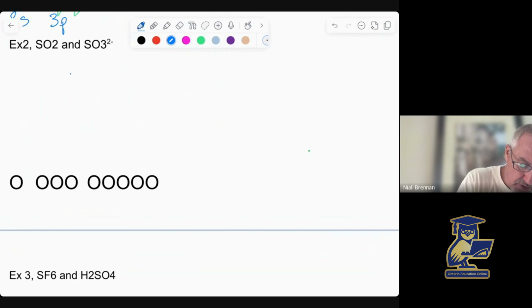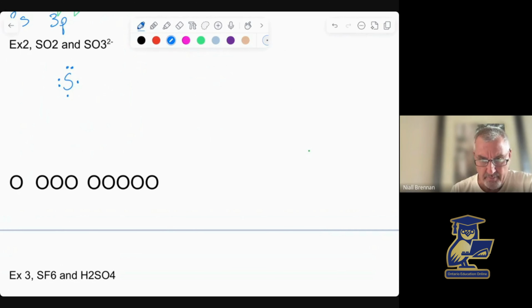So again, we're going to start with central atom sulfur. By the way, sulfur and oxygen have an equal number of valence electrons. Whenever that's the case, what's usually the case is the least electronegative is going to go to the center, and the most electronegative is going to go to the outside. All right, so there's my sulfur.